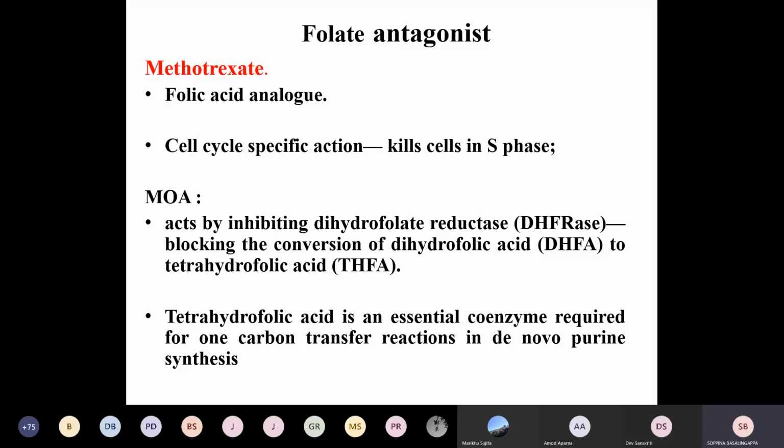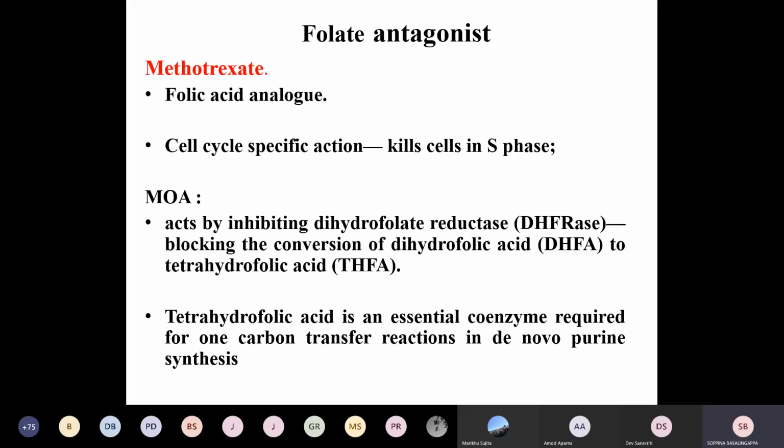So, among these, the folate antagonist methotrexate is a folic acid analog. This is a cell cycle specific action; it kills cells in S phase, that means the synthetic phase, the phase where DNA and RNA are synthesized. What is the mechanism of action? They act by inhibiting dihydrofolate reductase, blocking the conversion of dihydrofolic acid to tetrahydrofolic acid.